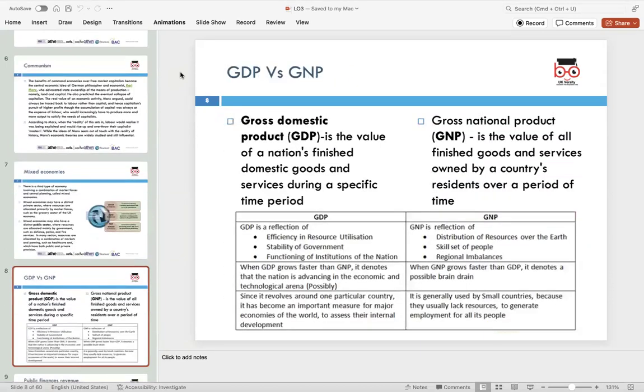So GDP versus GNP, gross national product and gross domestic product. Any idea about gross national product or gross domestic product? Anybody can tell me?